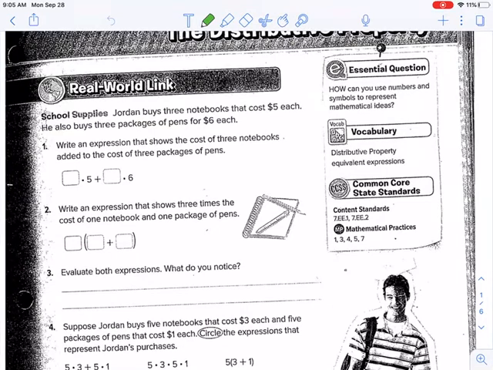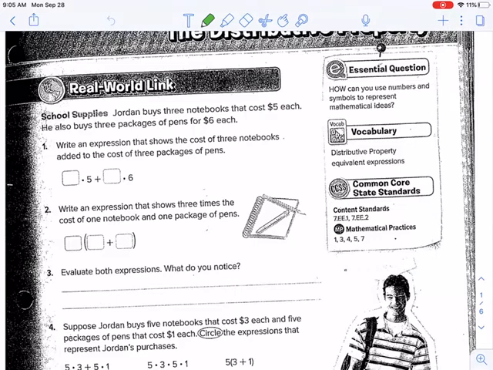Now I want you to think about what the word distribute means. In class, if I distribute papers to you, or if you distribute the folders in class, you are handing them out to everybody in the classroom. And that's kind of what the distributive property is about with our numbers and our variables. We're going to distribute a number or a variable to other numbers and variables.